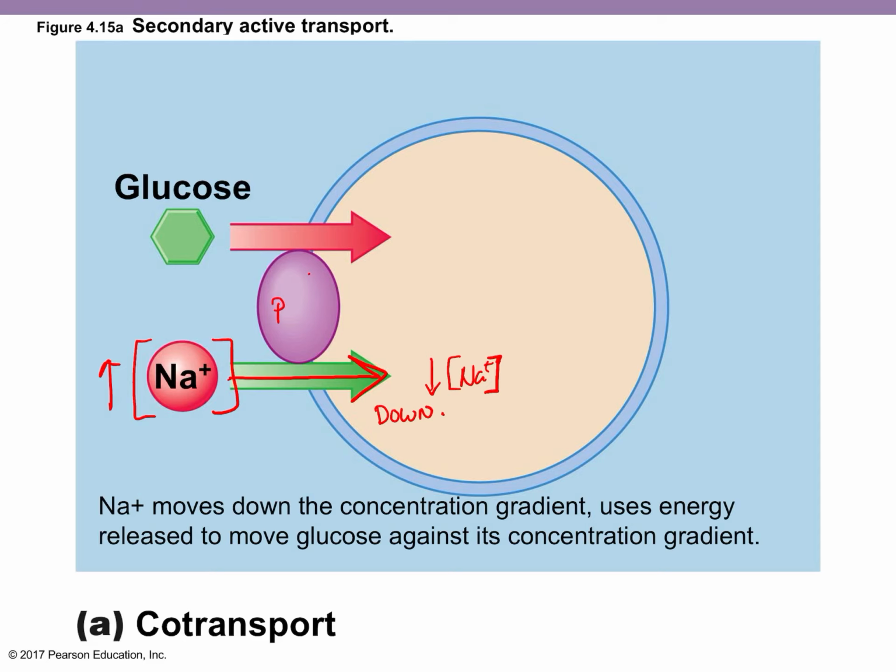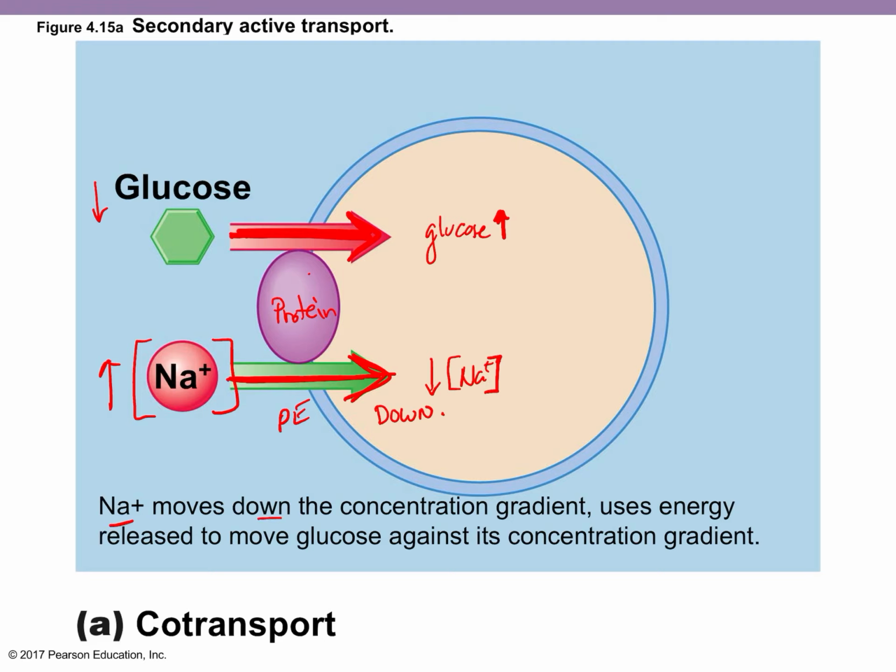And so sodium is moving down its concentration gradient here. And the transporter protein here can use this potential energy released in moving sodium down its concentration gradient to also move glucose up its concentration gradient. So glucose is going to be at a lower concentration outside the cell, right? The cell wants to eat glucose, so glucose concentration is higher inside the cell, but we want to move more glucose in the cell, so we're moving it against its concentration gradient.